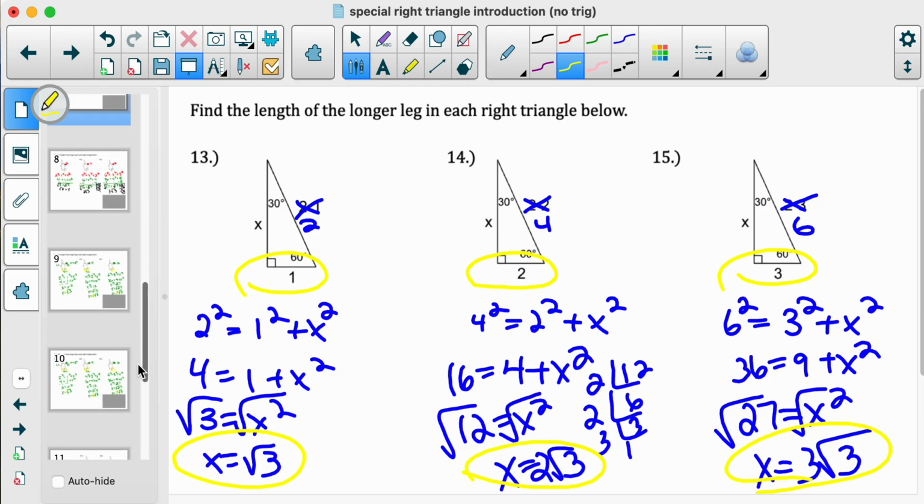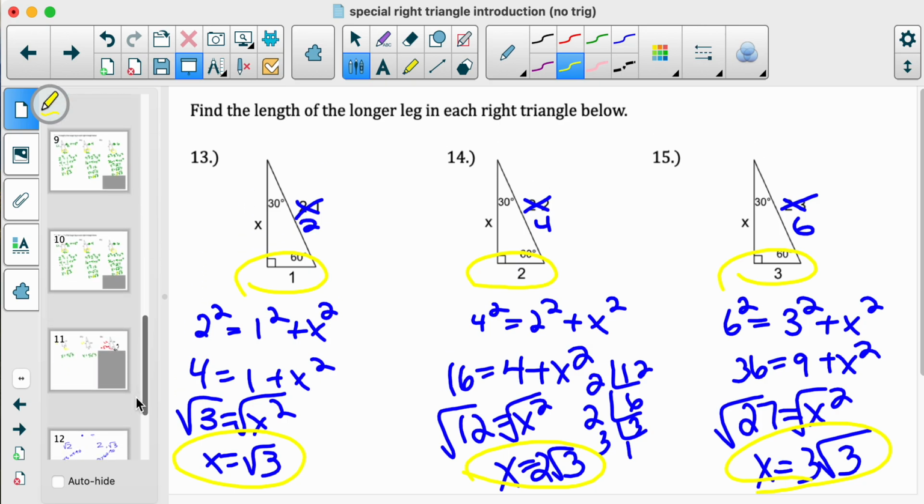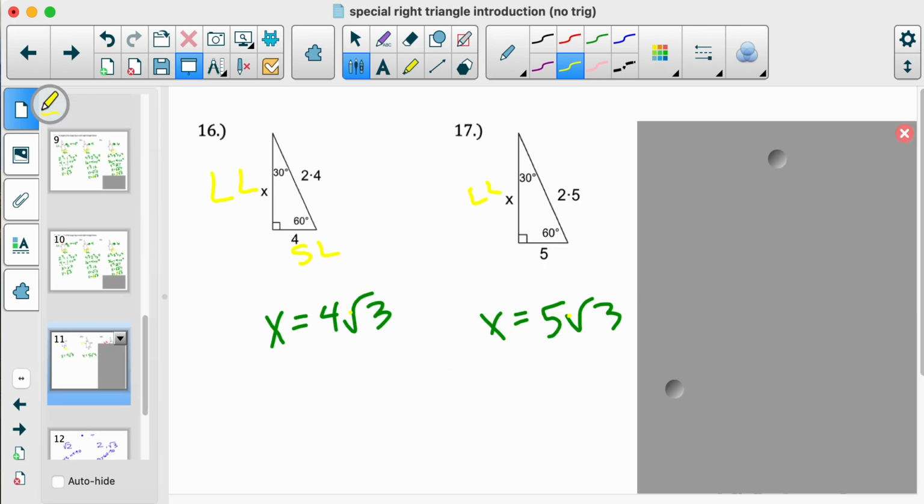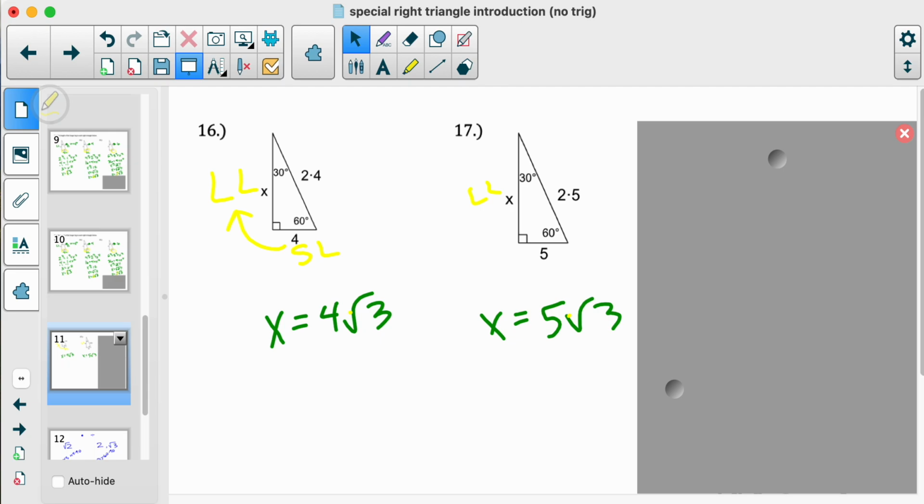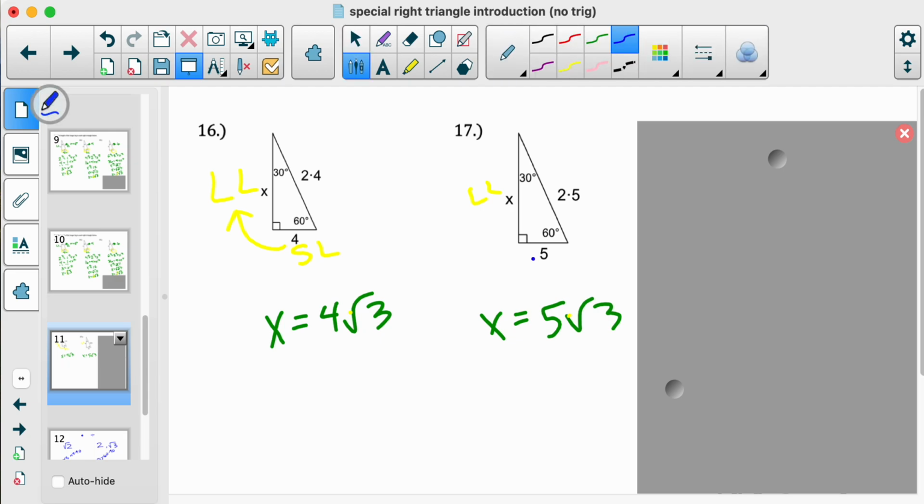So even if I don't want to work that out, then for the last, 16, 17, 18, we know the length of x on 16 is going to be 4 times the square root of 3 to get to the x. And short leg to long leg is going to be 5 times the square root of 3.